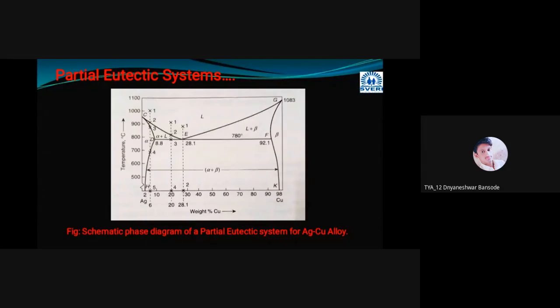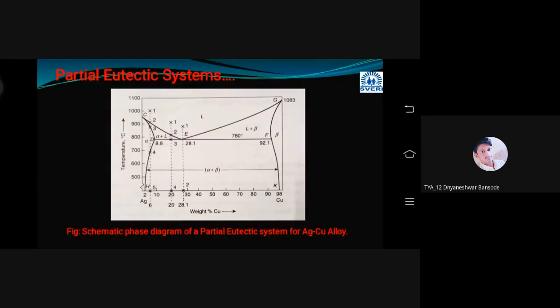Point C is the melting point of silver, then point G is the melting point of copper, then line CEG is the liquidus line. Above that line, all the metals or alloys will be in the liquid state. Then line CDEFG is the solidus line. Below that temperature, all the metals and alloys will be in the solid state only.